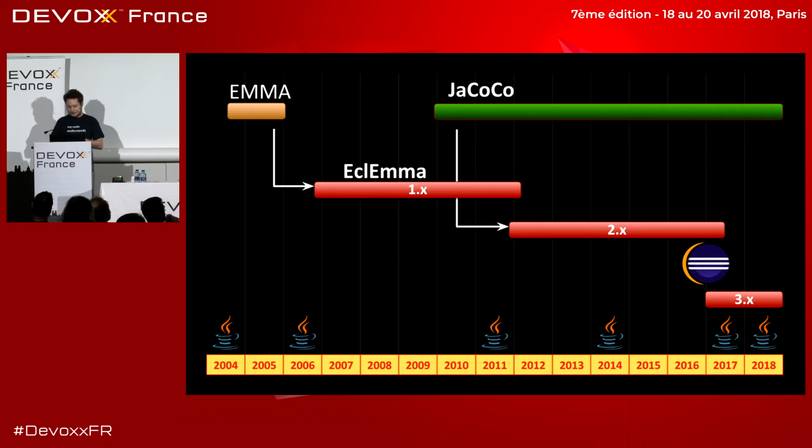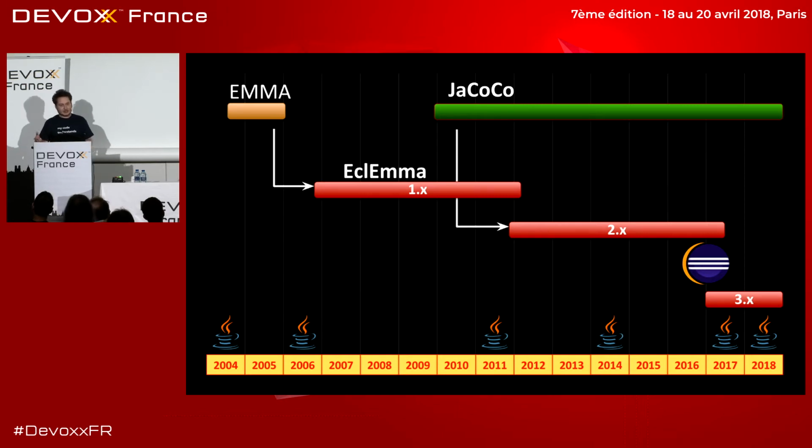Since then, a lot of time passed. There was a second version of EclEmma based on JaCoCo. Now EclEmma is part of the Eclipse Foundation. It's an official Eclipse project. A lot of other Java versions were released in the meantime. It starts to be quite hard to catch up with all this. Bytecode changes, Java language evolves, and we are going to see why for JaCoCo it's quite hard to catch up with all this. Important note is that JaCoCo works only on a bytecode level.